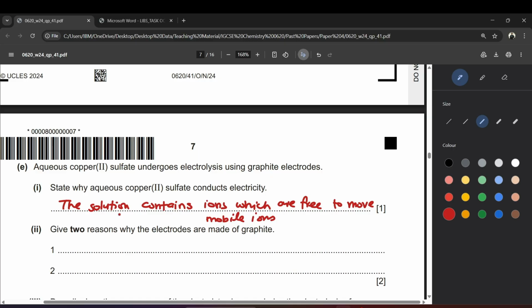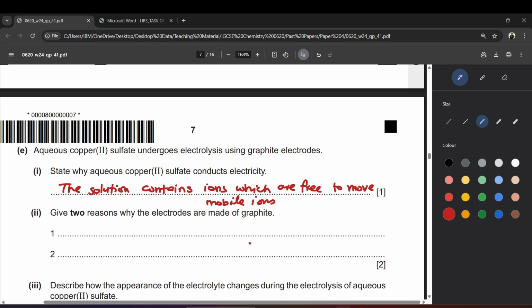Okay. The next part is give two reasons why the electrodes are made of graphite. Now the two reasons why we use graphite as the main material for making electrodes is, first of all, it is a good conductor of electricity. Secondly, we don't want our electrodes to start reacting with the products, right?